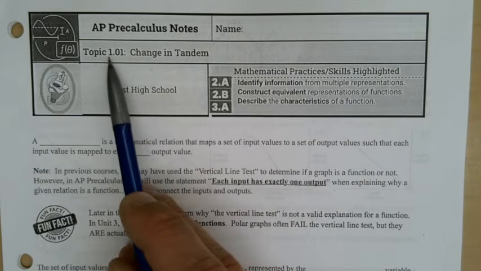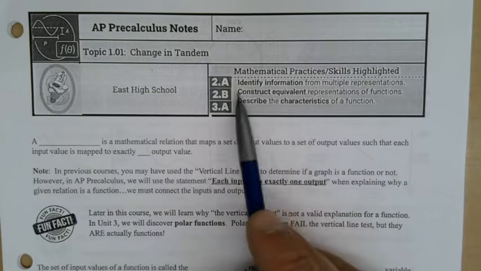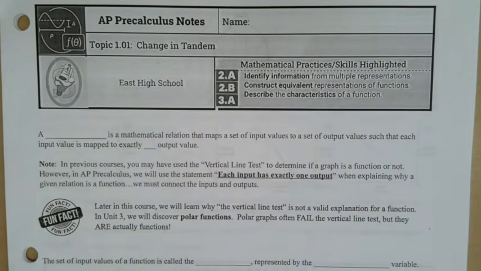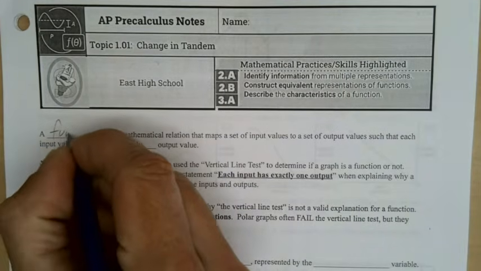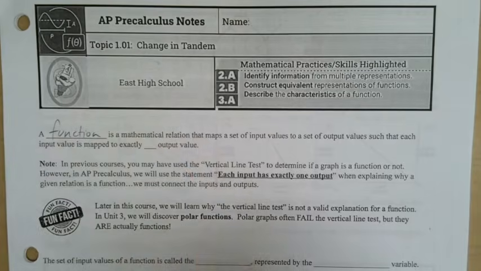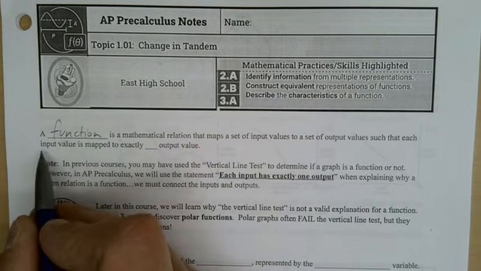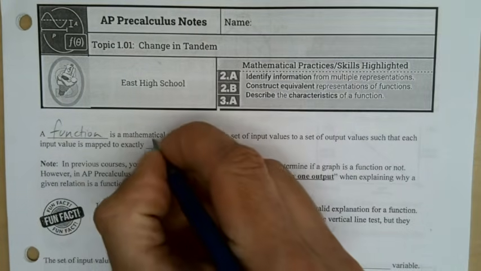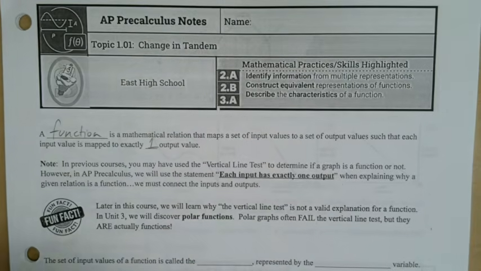We're diving into Unit 1, Lesson 1, Change in Tandem, and you can see what our skills are right here. So, to get us started here, we're going to just do some basic definitions. A function is a mathematical relation that maps a set of input values and output values so that every input value is mapped to exactly one output value. That should be something you're familiar with.